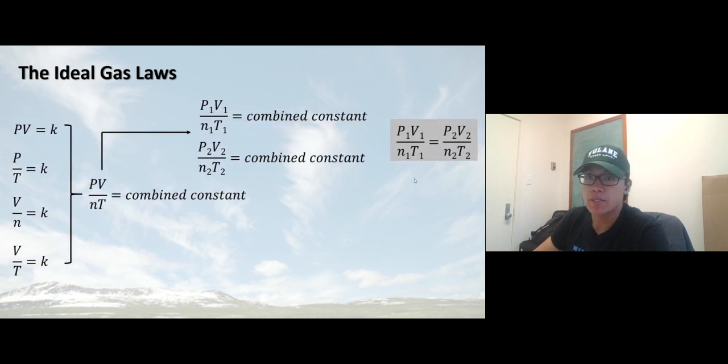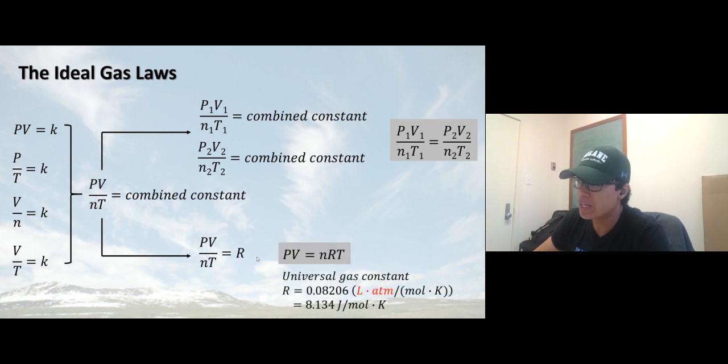All right. Now, since PV over nT is a constant, let's say I'm using the constant R. I'm moving nT to the right side, or multiplying by nT on both sides. So we have the ideal gas law: PV equals nRT, right? The R is the universal gas constant. The unit could be either one, depending on the situation, what unit you have. Usually in chemistry, we use liter, atm, mole, and Kelvin. So that's the unit of R.